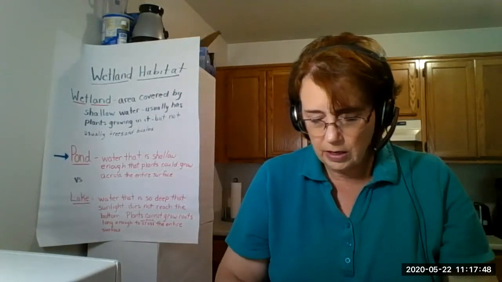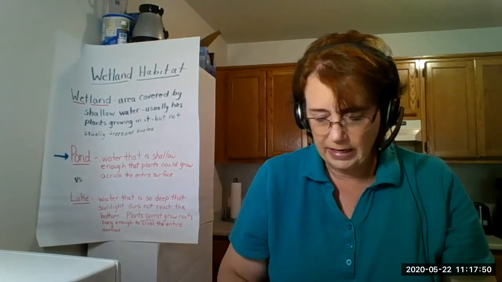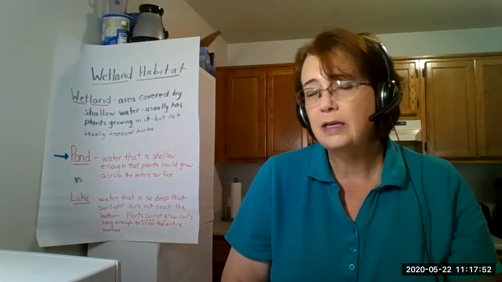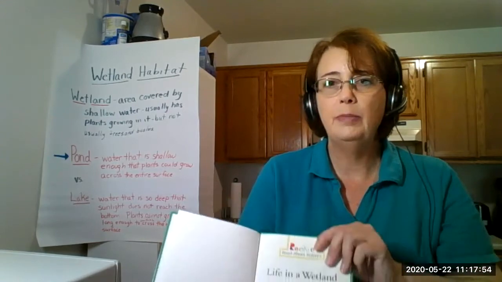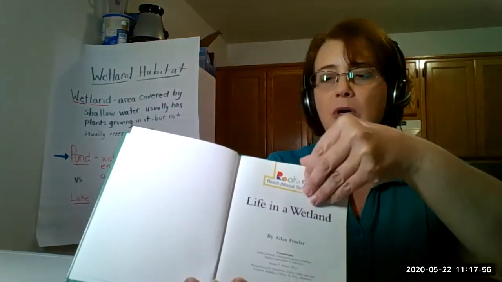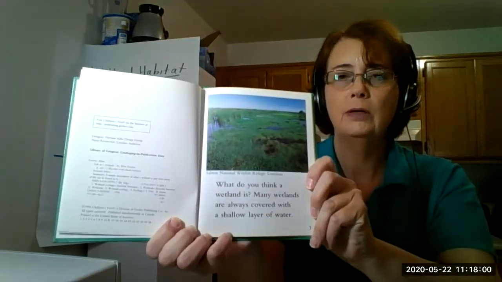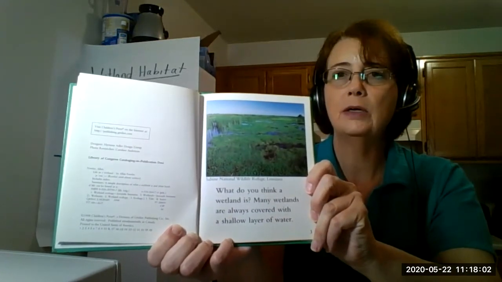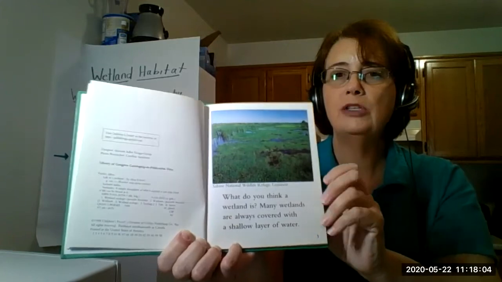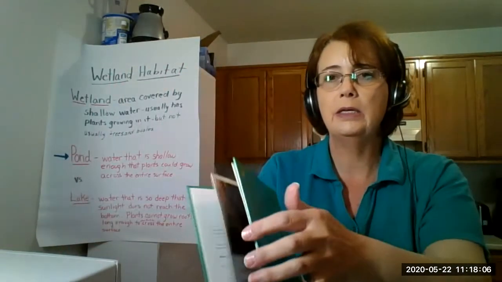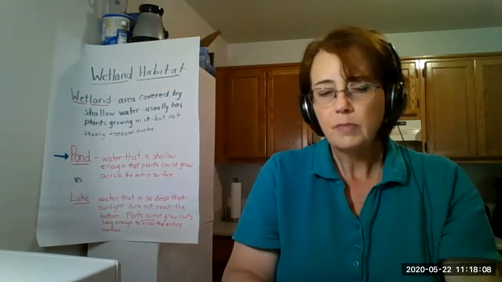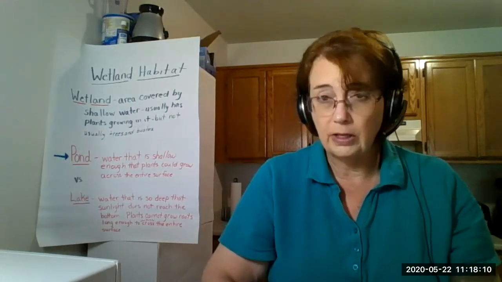Another feature that our informational textbook might have is a table of contents, and we would normally find that in the beginning. Let's see, does this book have a table of contents, or does it just go into the story? No table of contents here. So if we were looking for information, we would really want to look in the index to find that. So let's go ahead and read about life in a wetland.